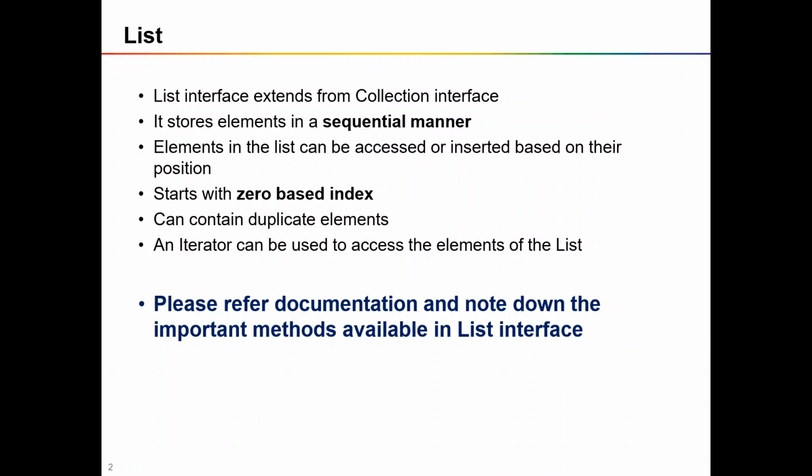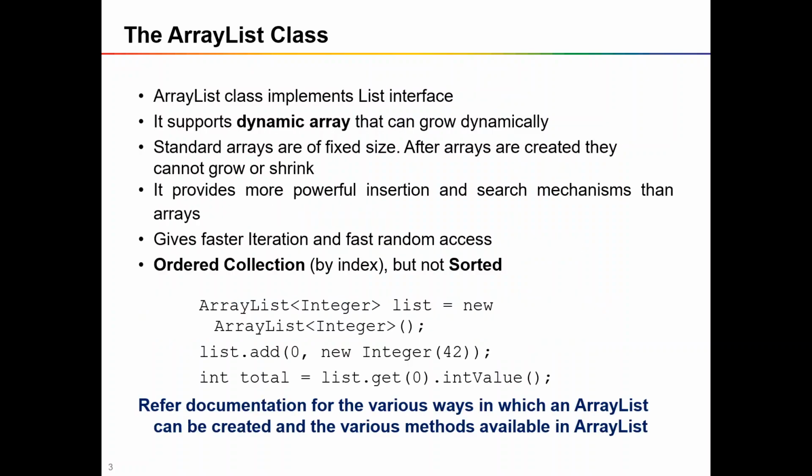If you would like to process all the elements of a given list, then you can go with an iterator. An iterator is an interface which allows you to access all the elements of your list classes. And now we'll start with the ArrayList class.